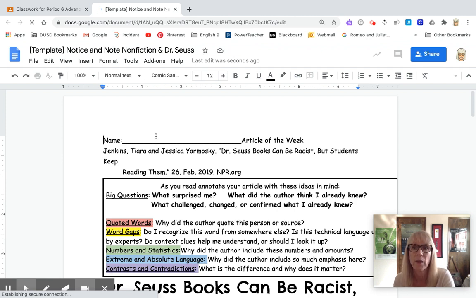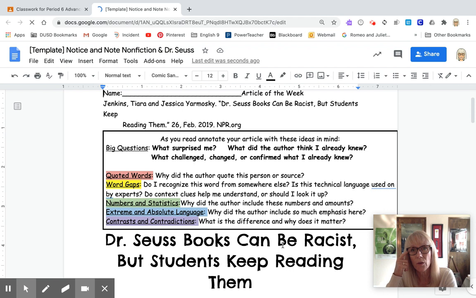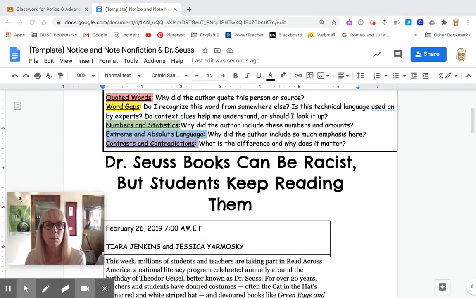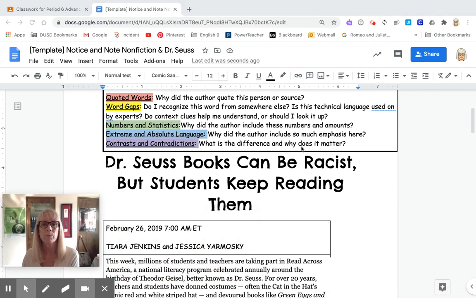Okay, so when I open this article, as a class, I don't know if you remember, but we answered the three big questions together. What surprised me? What did the article think I already knew? What challenged, changed, or confirmed what I already knew? So we had answered those, but you also can answer them on your own as well. And I'm going to move the camera over.